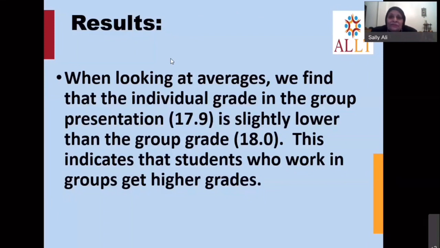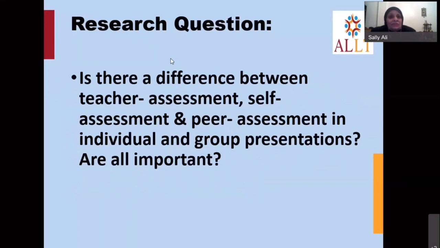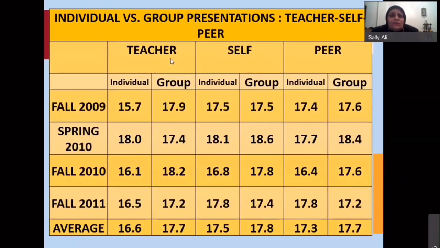Let's take a look at study number 2. Here we're going to look at self-assessment and peer assessment. The question is: is there a difference between teacher assessment, self-assessment, and peer assessment, for individual and group presentations, or are all of them important? Let's look at the table. We've got the individual average is 16.6, whereas the group average is 17.7. And for the teacher, with the self-assessment, we've got the individual 17.5 and the group is 17.8. Whereas with the peer, it's 17.3 and 17.7.